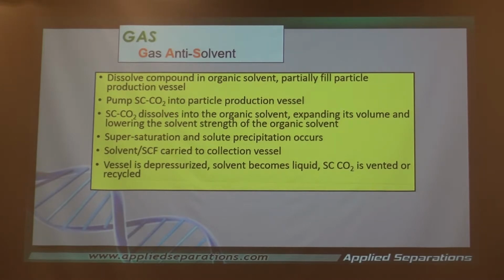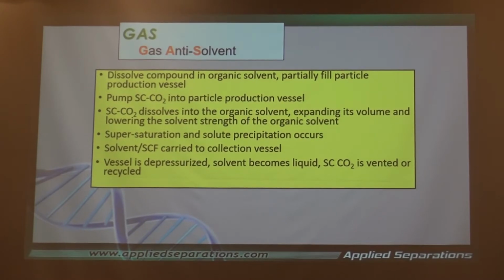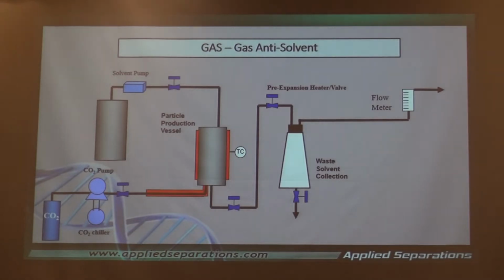This is gas anti-solvent, and anti-solvent techniques are used a lot even without supercritical fluids. But I'm going to use it here to describe how the particles are made. What we do is we dissolve the compound in the organic solvent. Now, we pump this, we fill the vessel with a small amount of CO2. Then we go ahead and introduce the supersaturated solute.